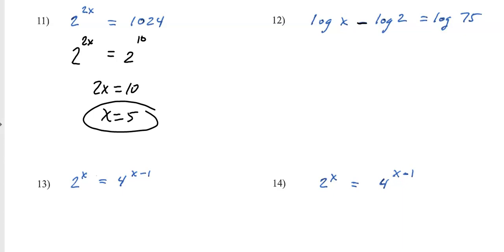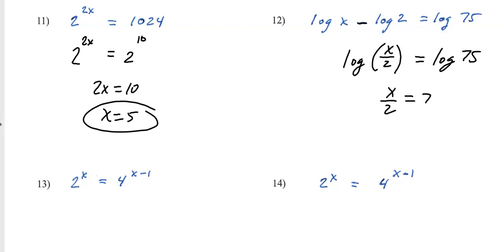All right, the top one. Well, I see a subtraction of 2 logs, so I know I can divide those two. And this side's just log of 75. So if log of one thing equals log of another, the two things have to be equal. And multiply both sides by 2. That one was pretty quick and painless.